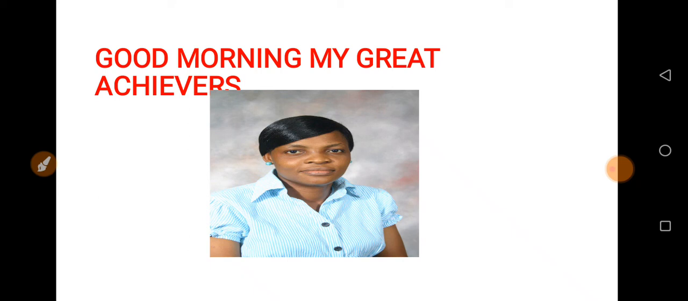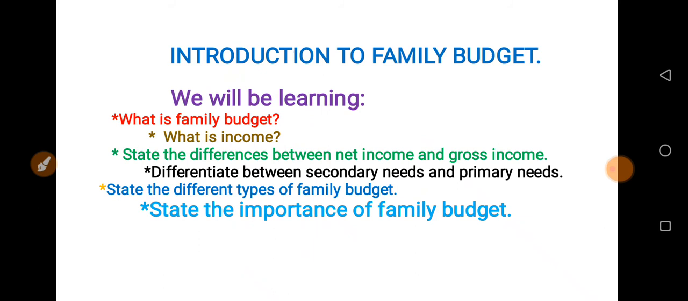our topic for today is introduction to family budget. We'll be learning what is family budget, what is income. You should be able to state the differences between the net income and gross income, differentiate between secondary needs and primary needs, state the different types of family budget, and also state the importance of family budget.